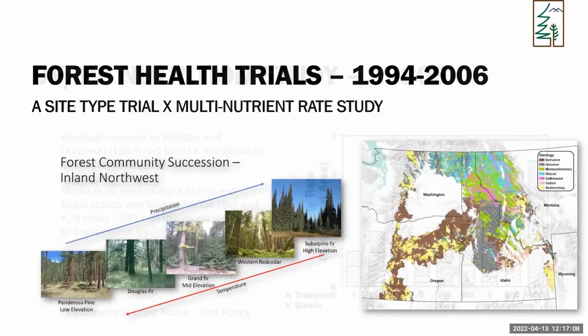This led to our forest health trials in the 90s to the early 2000s. And this was a true site type by multi-nutrient rate study. In other words, we wanted to look at things other than just nitrogen. And we wanted to look at it across precipitation by temperature gradients. We also wanted to look at it across a range of parent materials.